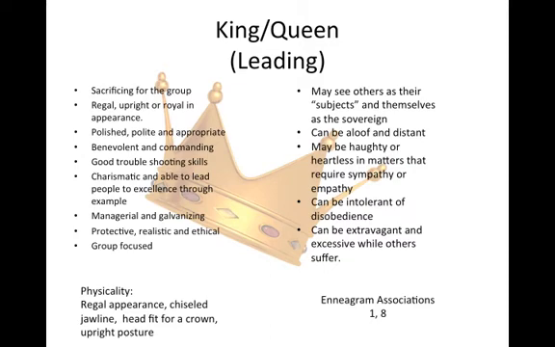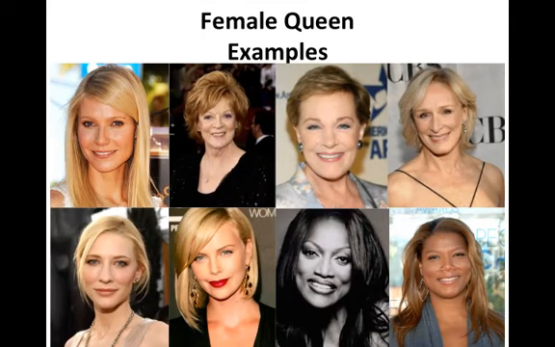Appearance-wise, we'll see this sort of chiseled jawline. Their head looks like it's fit for a crown, and they have a more upright posture. So here are the female queen examples. We've got Gwyneth Paltrow here. Again, they all kind of have a refinement, so you get an elegance that can come out with them. This is Maggie Smith here. Very regal. Yeah, very regal.